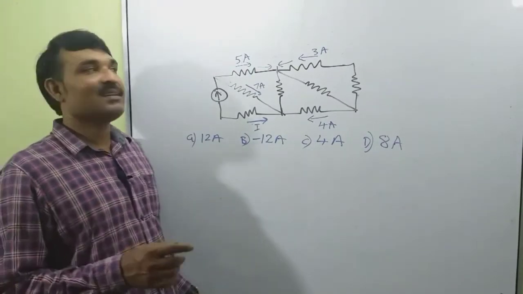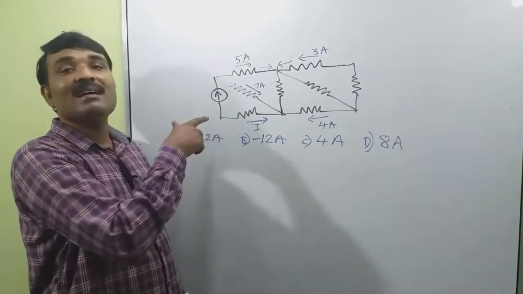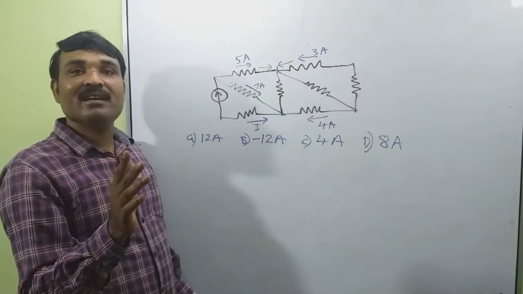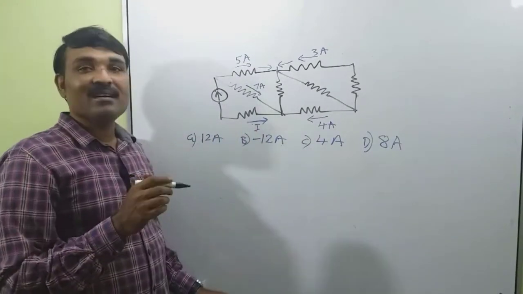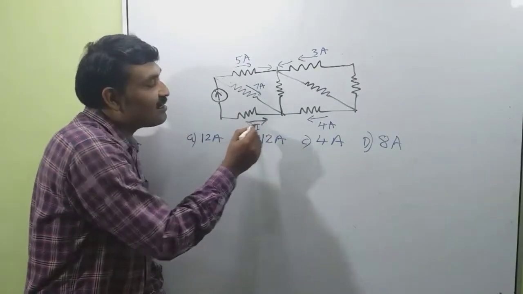So look at this question. We have a circuit given with so many resistances and an independent current source, and no values of the resistances are given. We want to find the value of this current I. The direction of the current is in this direction. So what is I?